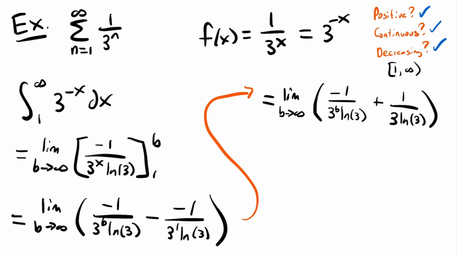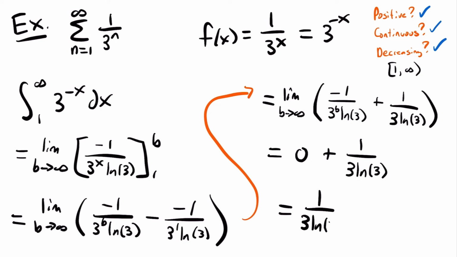Well, as b gets greater, 3 is being raised to a higher and higher power. And when you raise 3 to a higher and higher power, that value will get larger and larger. So we have infinity times the natural log of 3, which is still infinity. And so we have negative 1 divided by infinity. Or you could also view it as negative 1 divided by a denominator that is increasing. And when you have a fixed value divided by infinity, or an increasing value, that is going to become 0. So as b approaches infinity, this term approaches 0. And so this is equal to 0 plus 1 divided by 3 times the natural log of 3, which is just 1 divided by 3 times the natural log of 3.